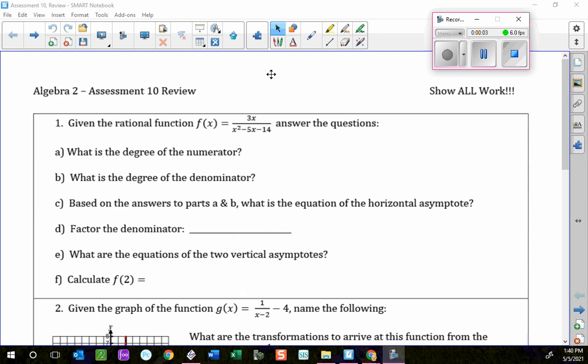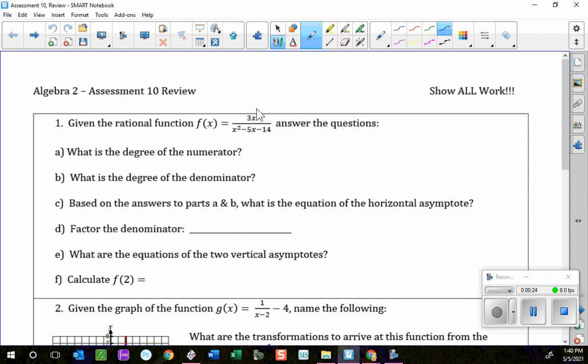All right, so let's get started with this review sheet here. Given this rational function, 3x over x squared minus 5x minus 14, answer these questions. What's the degree of the numerator? So the numerator is 3x.